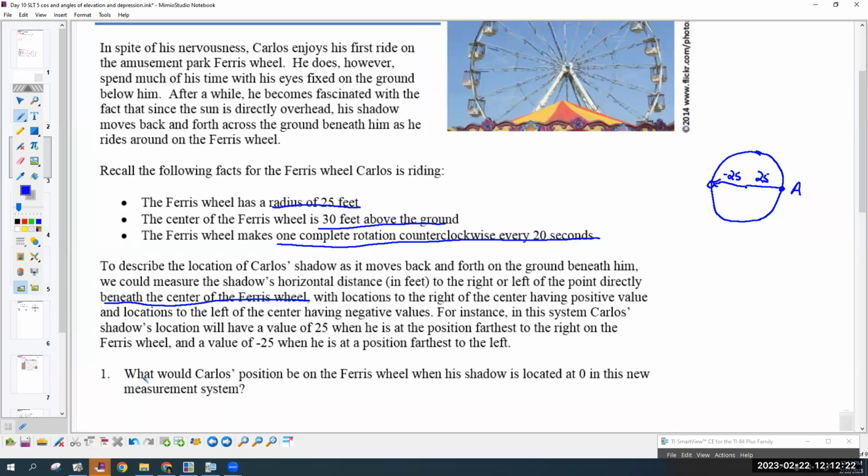Number 1 says, what would Carlos's position be on the Ferris wheel when his shadow is located at 0 in this new measurement system? So in this new measurement system, for him to have a shadow of 0, he would have to be at the very top or the very bottom.